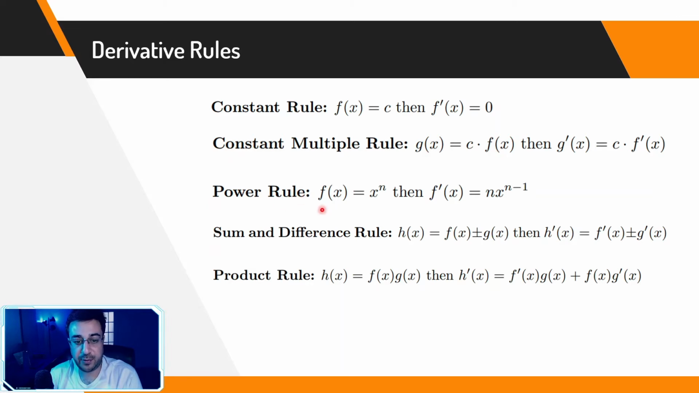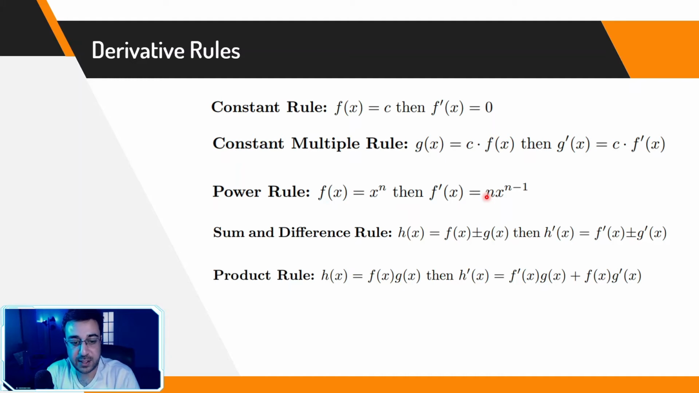Then we have the power rule. If you have f of x equal x to the power of n, then f prime of x is, you jump the n to the side as a factor of the x. So you have n multiplied by x to the power of n minus 1. So if you have f of x equal x to the power of 2, which is n in this case, then the derivative of x to the power of 2, or x squared, is equal to 2 multiplied by x to the power of 2 minus 1, which is 2x.